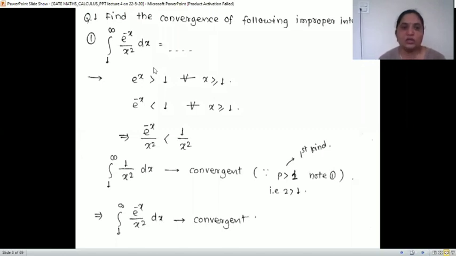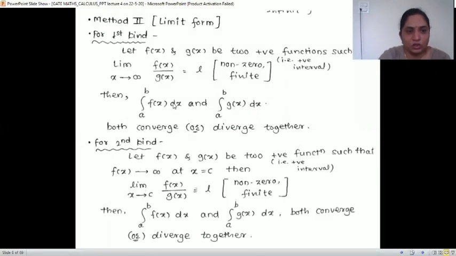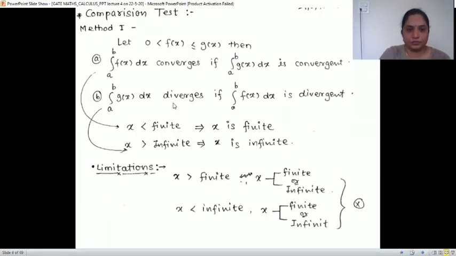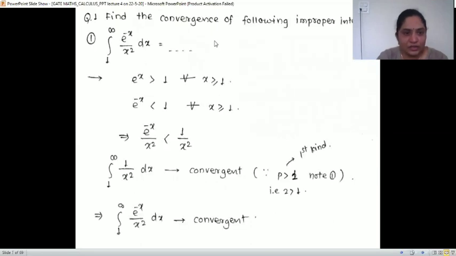To check the convergence, we have to see if there is a function g where we can write it in this form: 0 is less than f(x) is less than or equal to g(x), so that we can conclude if g(x) is convergent, f is convergent, or if f is divergent, g is divergent. Right? So we'll try that.